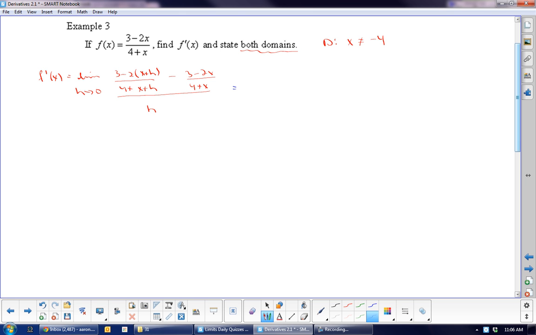Now, what really makes these easier is if you actually take out 1 over h, and then you can just deal with just the top right now, which is the numerator.